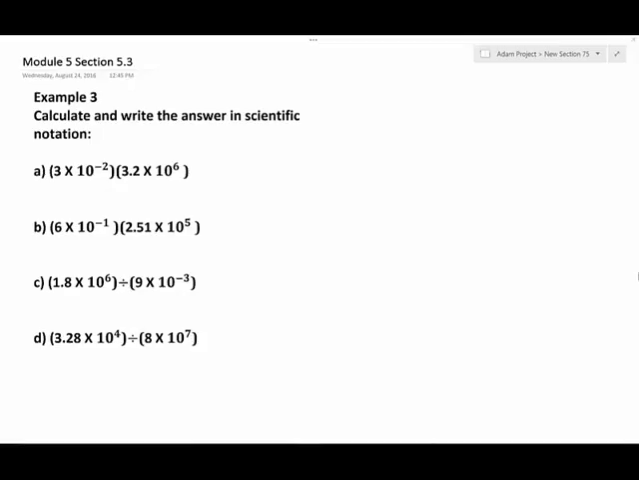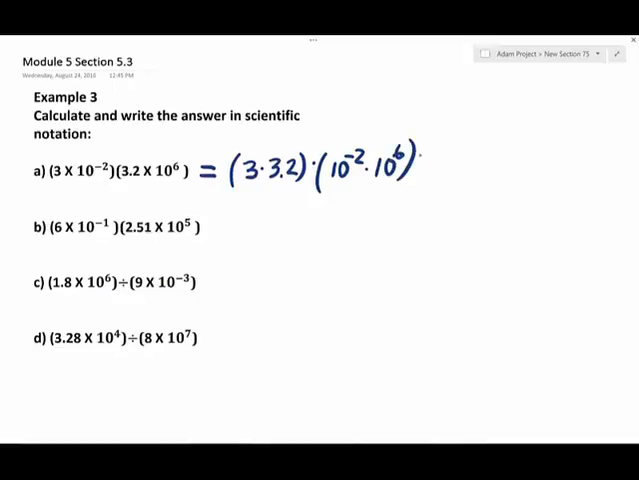Alright, let's learn how to multiply and divide the scientific notation. Okay, first one, we multiply the scientific notation. So first of all, we will categorize them. So put a number in one parenthesis, and we put a scientific notation in another parenthesis.